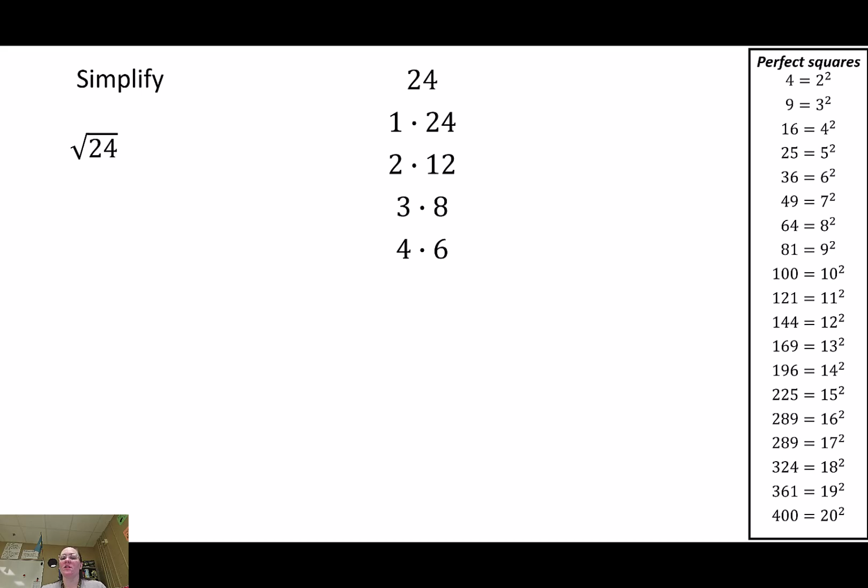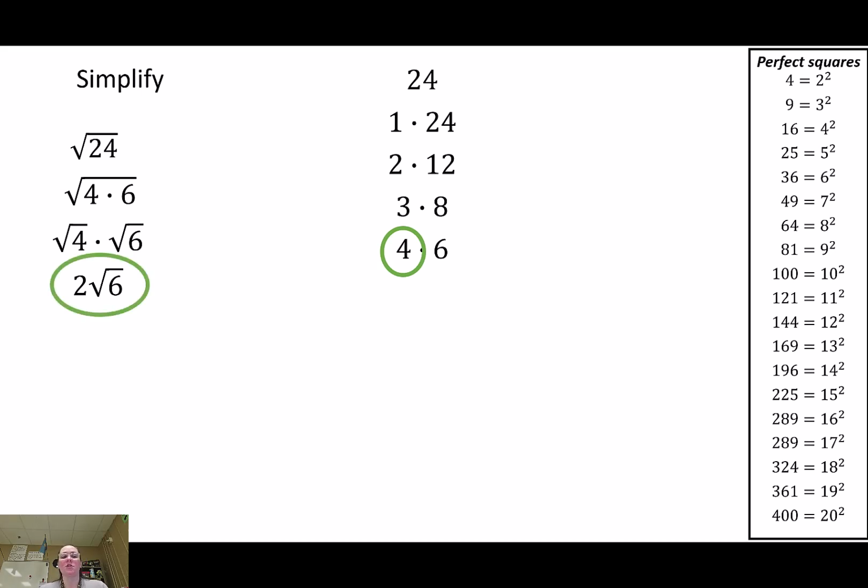So what are my perfect squares here? Well, I really only have one perfect square, and that is 4. So we're going to take 4 times 6, and we're going to put it under a radical. Okay, so because we are multiplying, I can split that into 2 radicals. Now, I know what the square root of 4 is, okay? Square root of 4 is 2. So square root of 6 doesn't simplify anymore. Its only factors are 2 and 3, and neither one of those are perfect squares. So my answer here is 2 square root of 6.